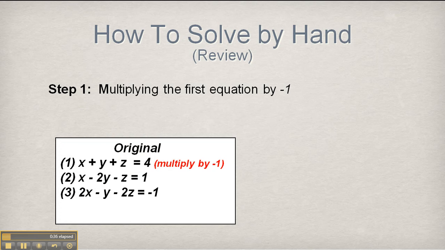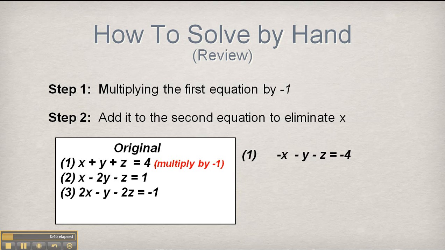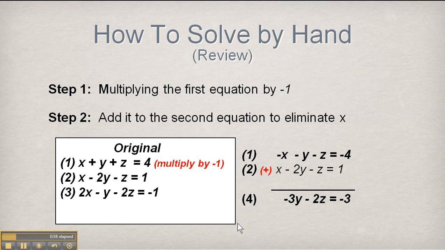So our first step will be to take equation 1 and multiply it by -1, which gives us that result. The next step, we're going to add the second equation to eliminate the x variable. So when we add those together, we create equation 4. You can see here now we've created equation 4, which has now knocked us down to 2 variables instead of 3.